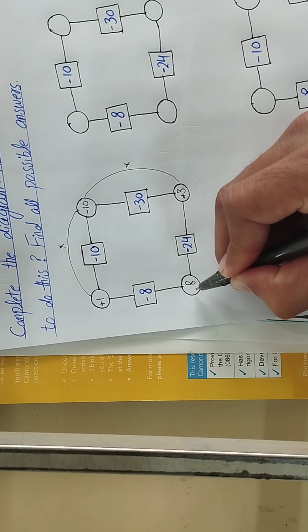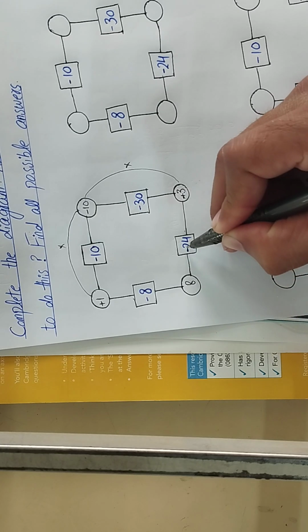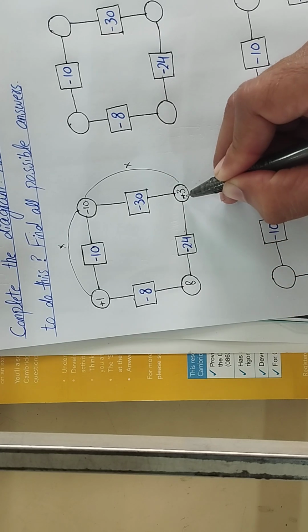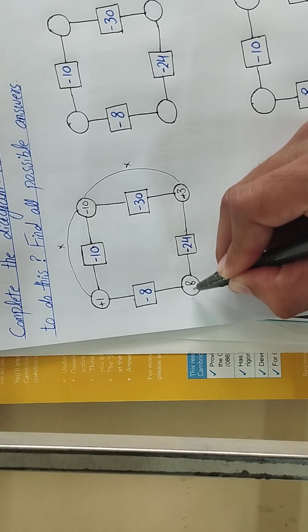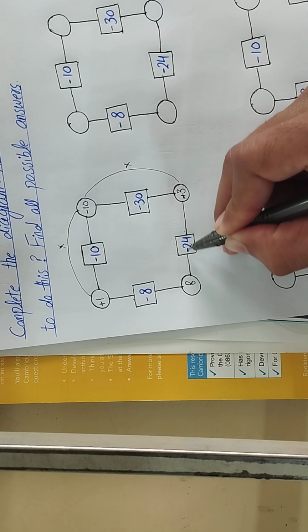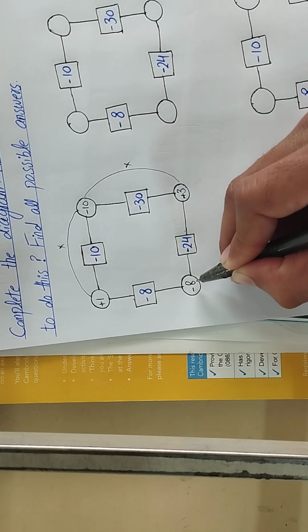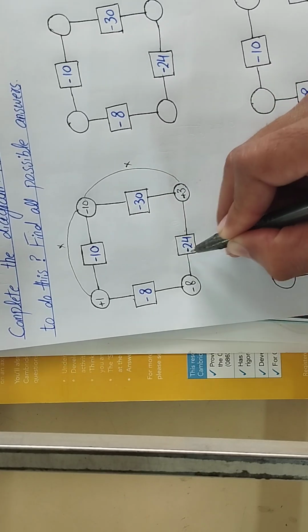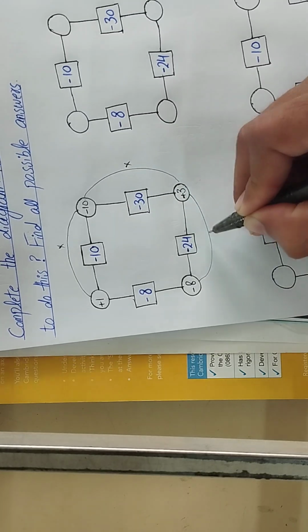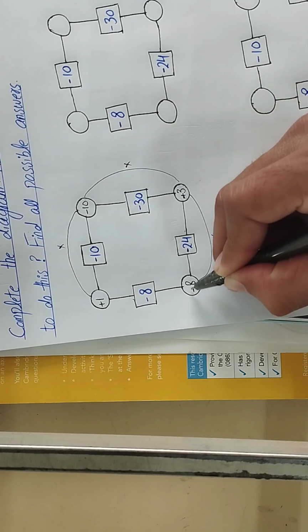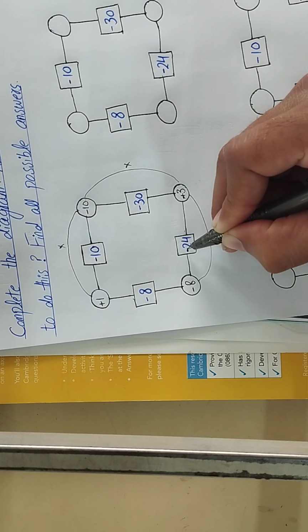Which sign should we write here with 8? To get a negative answer, since this number is positive, we should write minus with it. So this number must be negative, because 3 eights are 24 and plus multiply minus is minus. So this number must be negative to get minus 24.